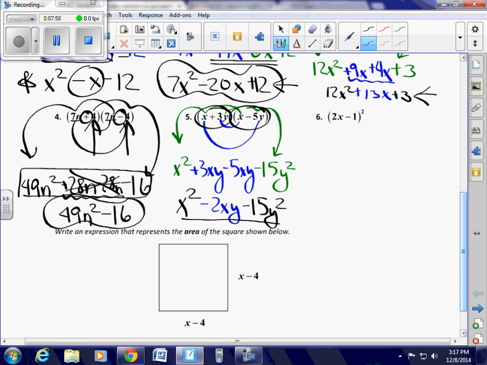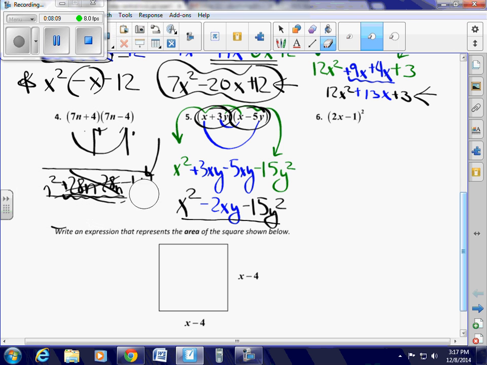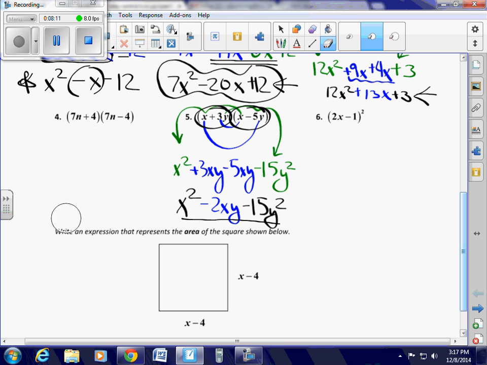But for the most part, when I take a binomial times a binomial, I'm going to end up with a trinomial. The only thing that was different in number 4 is that the two middle terms were able to combine and cancel out, and that's the reason why I got 49n squared minus 16.